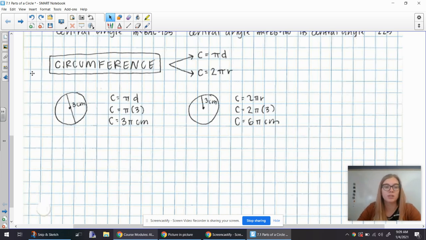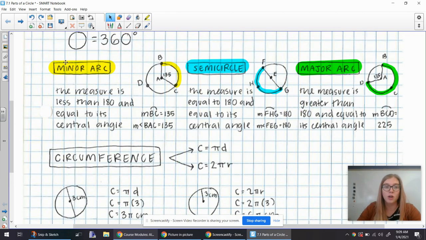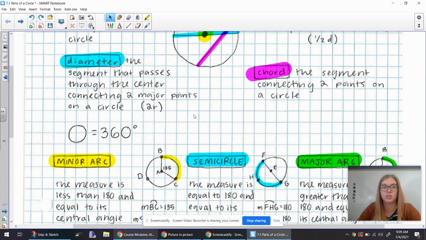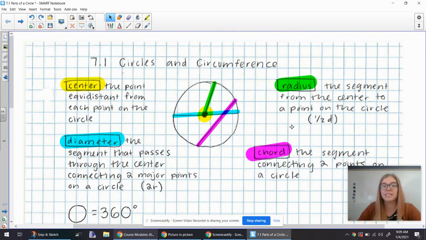So in this video, we learned what circumference is. We learned about the 3 different kinds of arcs in a circle, and we learned that a circle has 360 degrees total. We also learned the different parts of a circle, including the center, diameter, radius, and a chord.